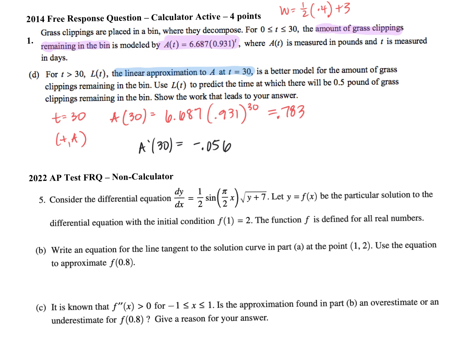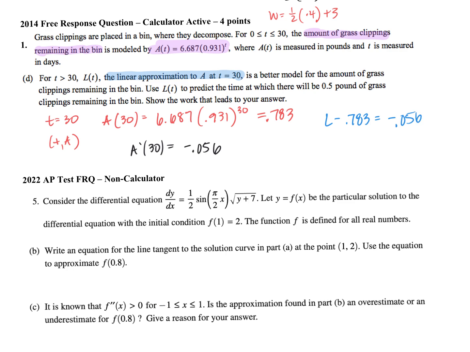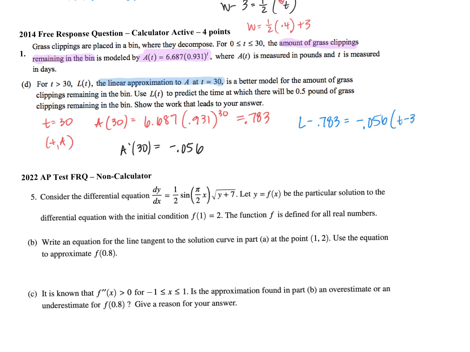Let's go L. So we're going to say L minus 0.783 equals my slope, negative 0.056 times t minus 30. And if you guys jump to just getting that L by itself, good for you. I just always have to write it in point slope form first. So I'm going to say my linear approximation is going to be about negative 0.056. Well, we need to figure out it's reversed. We need t instead of L. Exactly. He's saying, hold up. It says we need to predict the time where there will be 0.5 pounds of grass clippings.